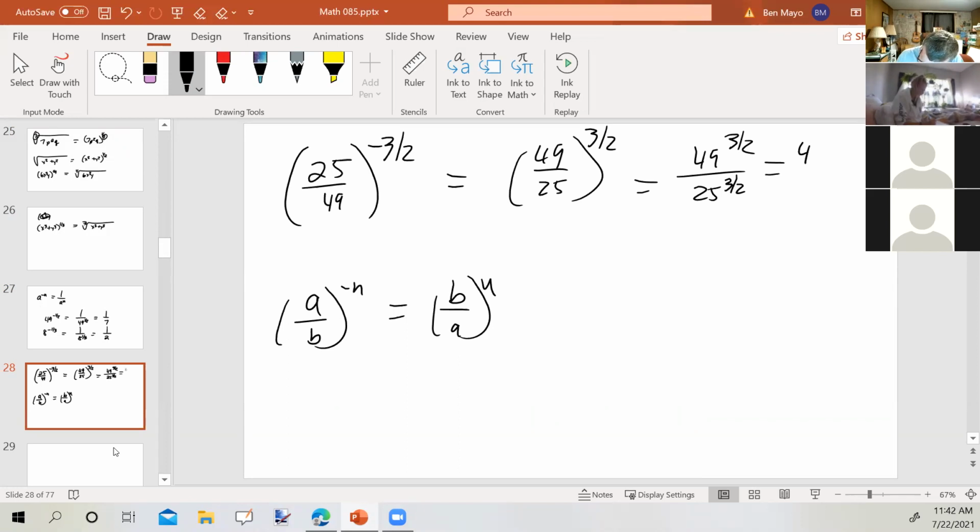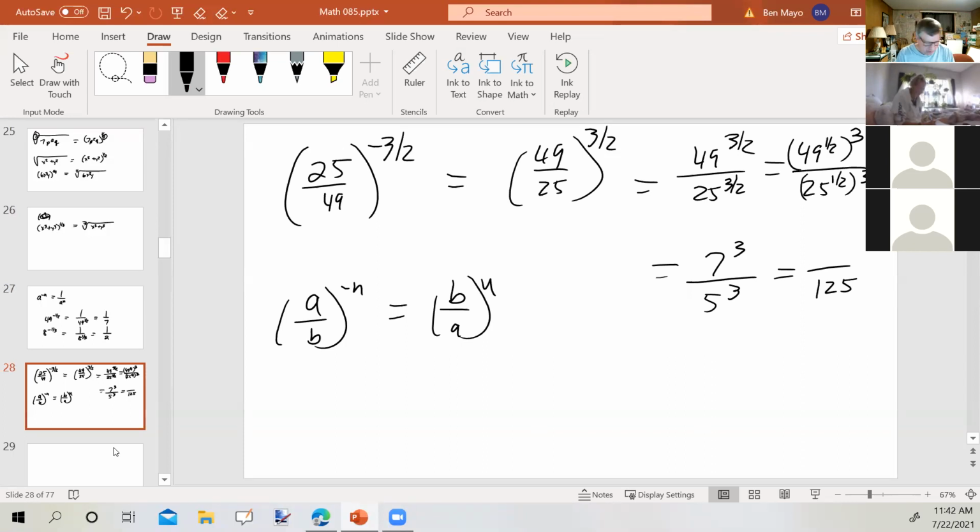I'm going to do the root first and then the power. So the square root of 49 is 7, so I've got 7 cubed. The square root of 25 is 5, over 5 cubed. Let's see, 5 cubed is 125 and 7 cubed, I don't remember. Helps if you turn the calculator on first. So I think it's like 343.